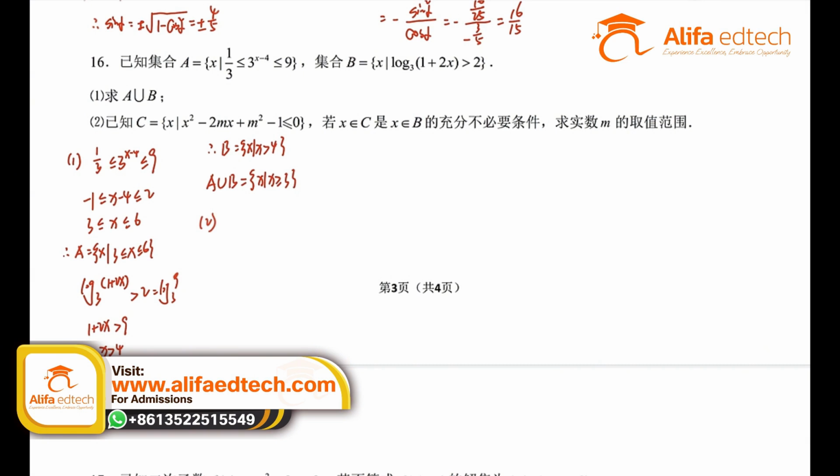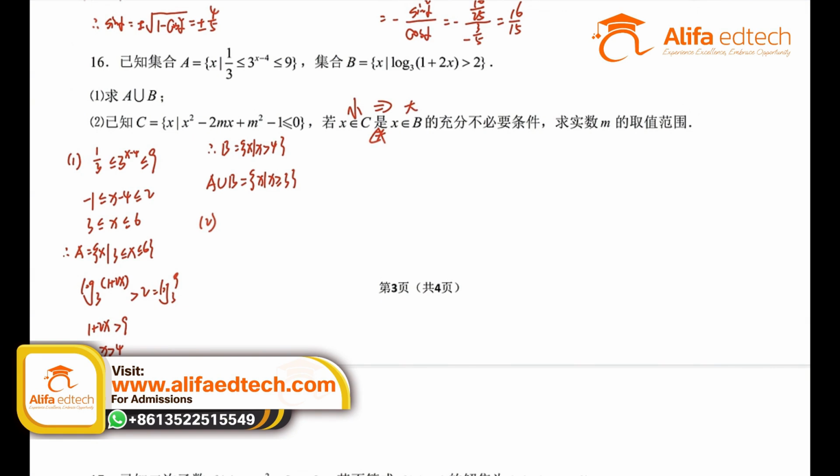Okay, now let's look at the second part. For set C, x squared minus 2mx plus m squared minus 1 must be less than or equal to 0. Then x being in C is a sufficient but not necessary condition for x to be in B. The former can imply the latter, but the latter cannot imply the former. So the smaller range can imply the larger range. In that case, C is a proper subset of B.